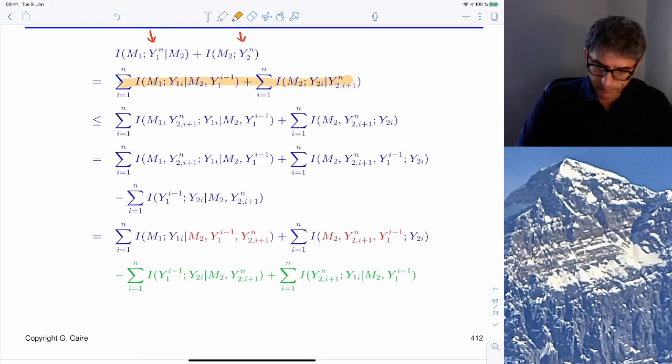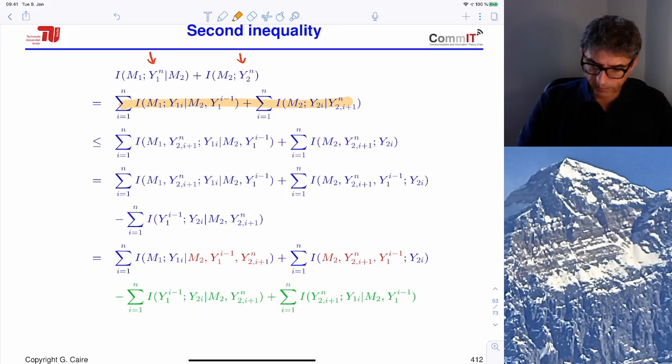Well, here we can take the first term, this term here, and we can essentially augment it by adding this part inside the mutual information. Every time we add a variable in the arguments, the mutual information increases, and you see here that the conditioning remains the same.